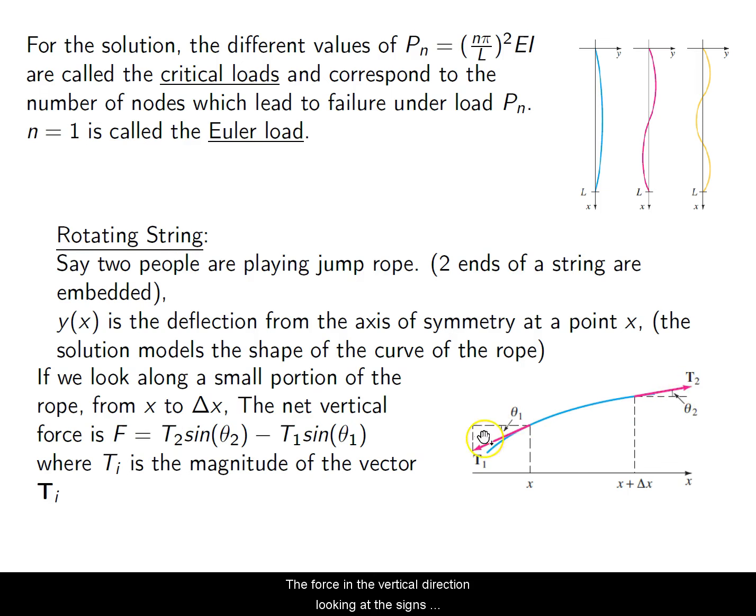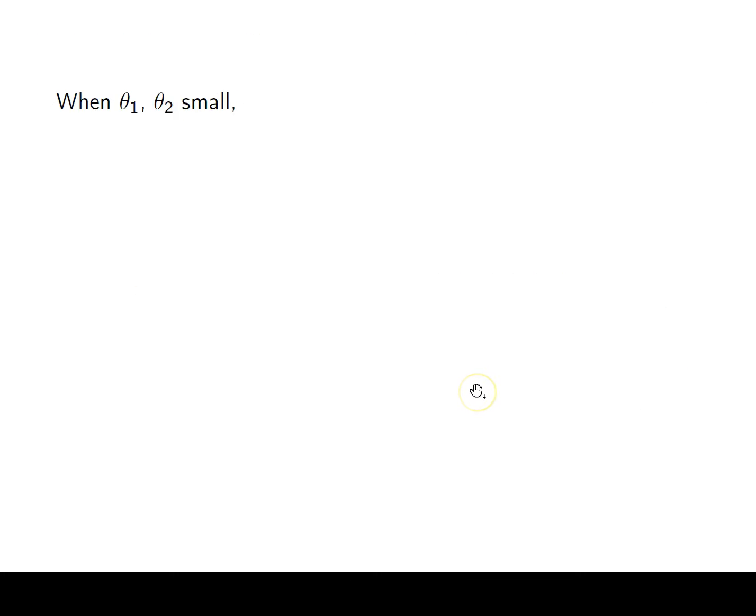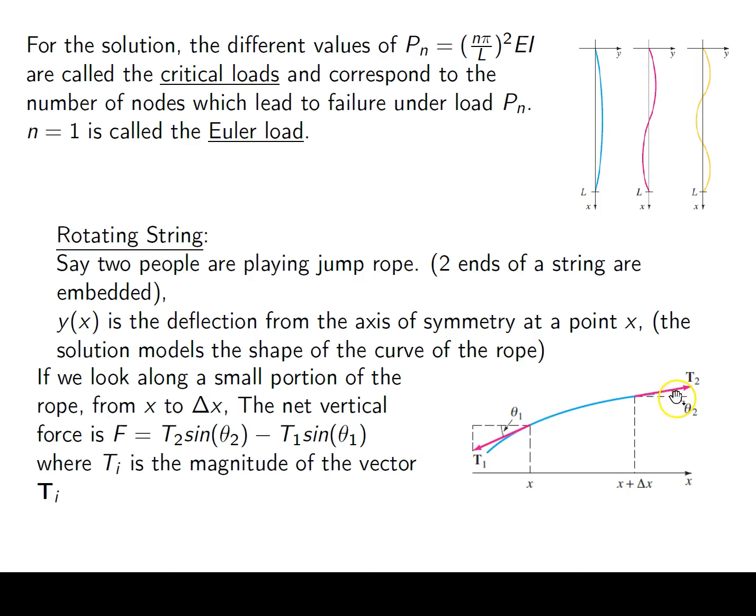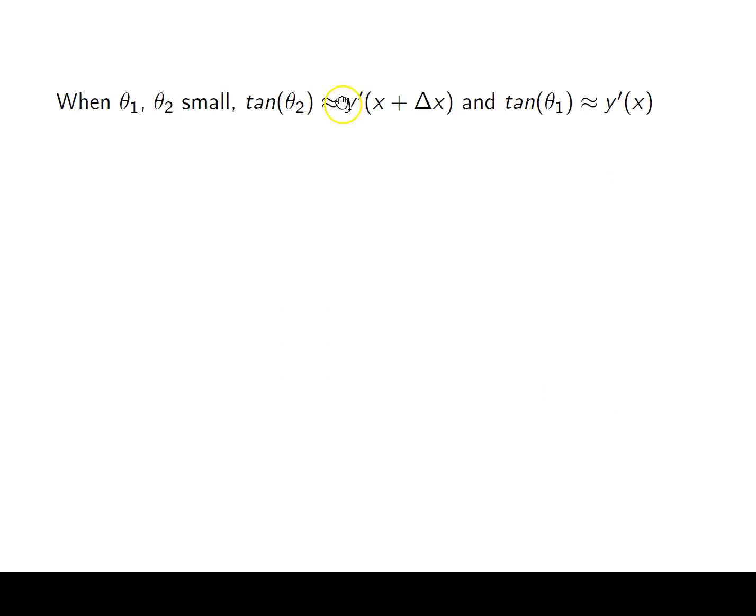Okay, so we're looking at the sines of the two sides with vectors of length t1 and t2. Here we're going to assume that t1 and t2 are the same length. Now when these angles are small, the tangent is basically the same thing as the derivative. So the tangent vector here is basically the same as the derivative here, right? That's what a tangent vector is. So that's all this is saying.